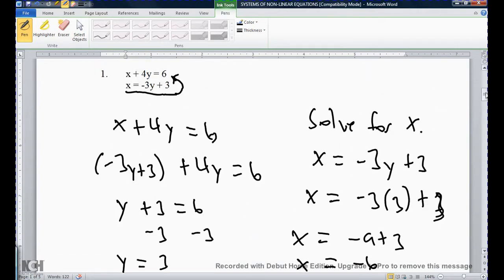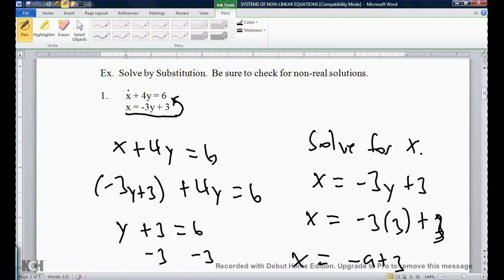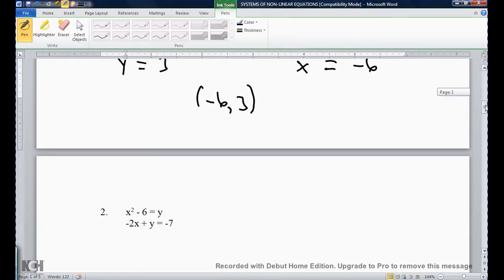And if you want to, you can check it right quickly. Negative 6 comma 3 into the other equation. 4 times 3 is 12. Negative 6 plus 12 is 6. So it does check out.